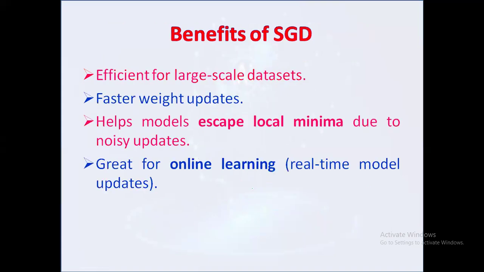Next, benefits of SGD. SGD offers several advantages, particularly when working with large data sets. It allows faster updates and requires less memory since only one example is processed at a time. The randomness in SGD helps avoid local minima and find more general solutions. It is well suited for online learning, where the model needs to be updated in real time as new data arrives. Overall, SGD provides a good trade off between speed, performance, and scalability, especially when improved with modern techniques.